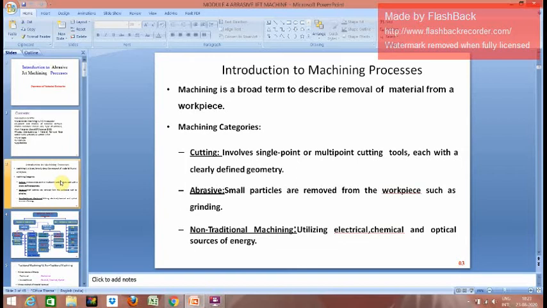Machining, in broad terms, describes the removal of material from a workpiece. The machining categories are cutting, abrasive, and non-traditional machining. The cutting process category involves single-point or multi-point cutting tools, each with a clearly defined geometry. In abrasive machining, small particles are removed from the workpiece, such as in grinding. The main topic of our discussion is non-traditional machining, which utilizes electrical, chemical and optical sources of energy.